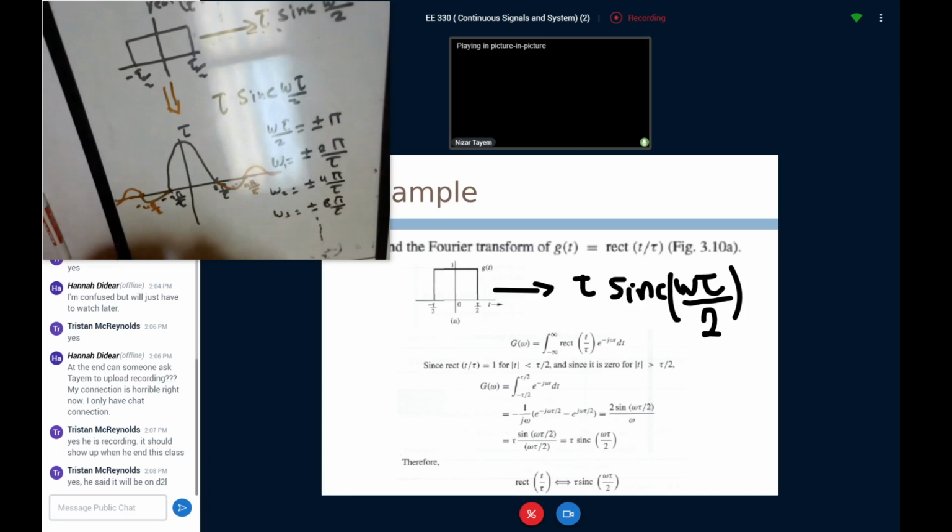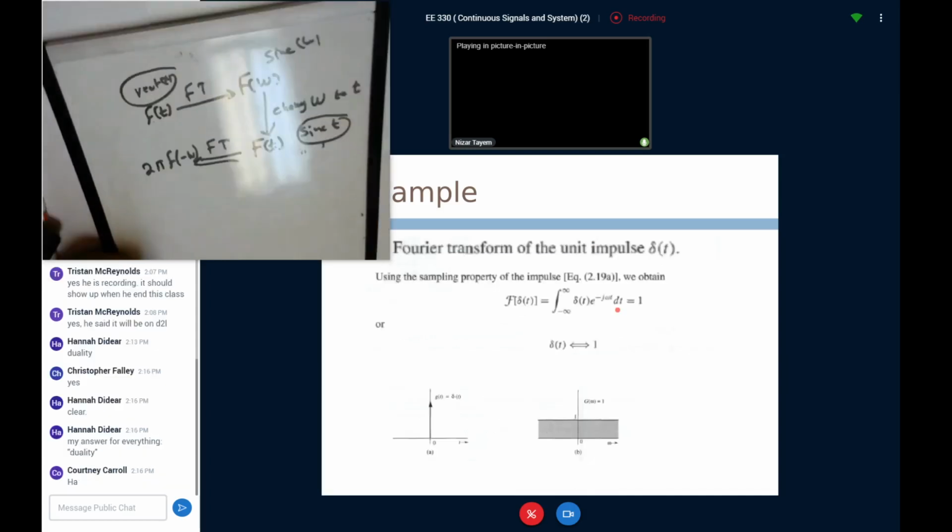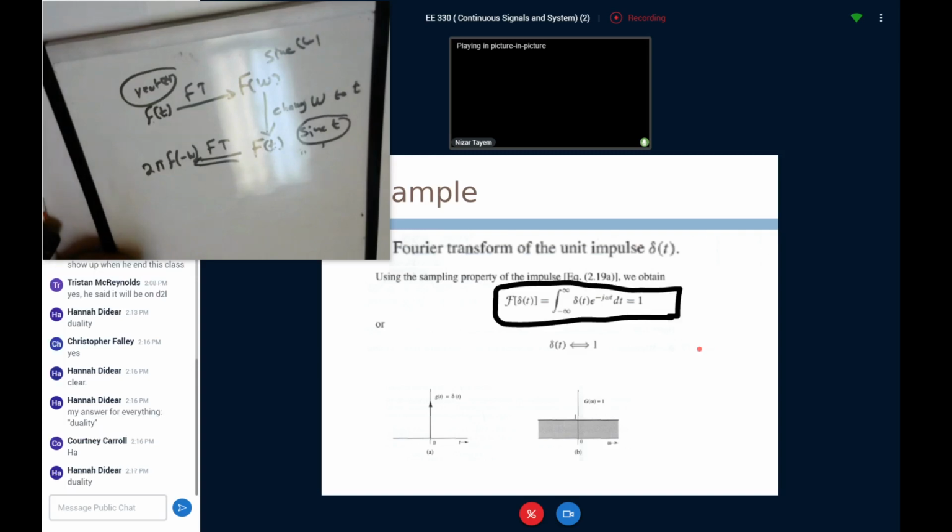So the Fourier transform of delta t is equal to the integral from minus infinity to infinity of delta t e to the minus j omega t dt, which is equal to 1. Can anybody explain why this is equal to 1? No, it's not duality. I'm going to take the point back.